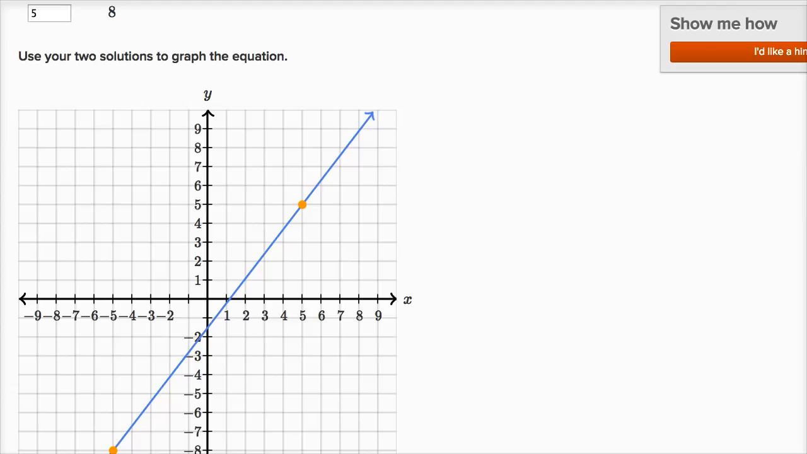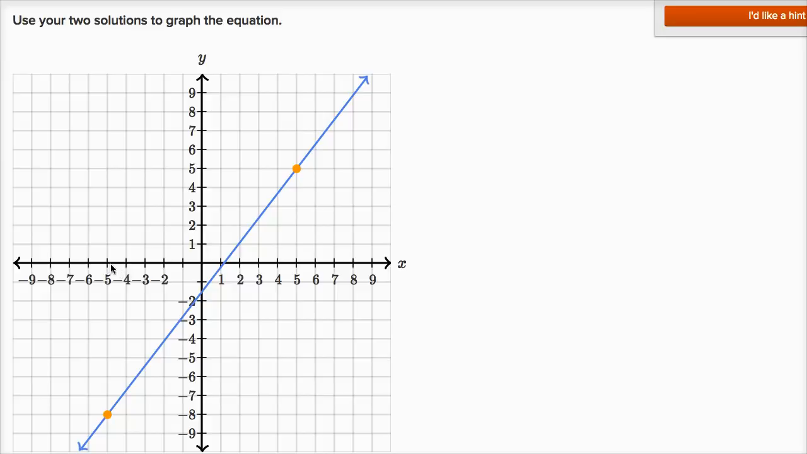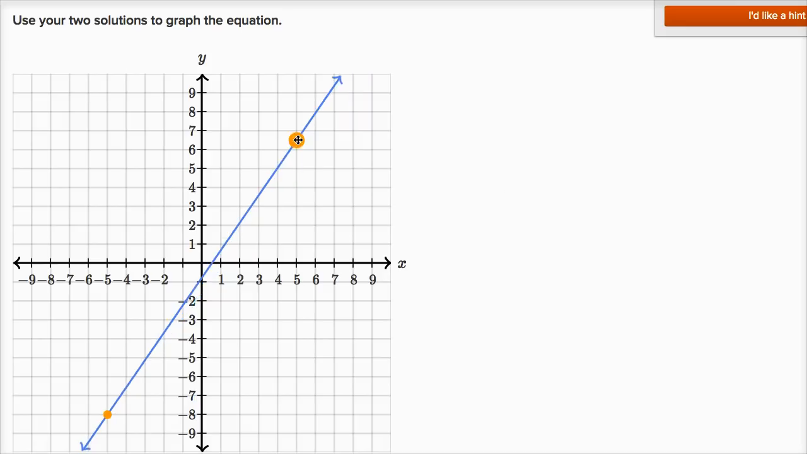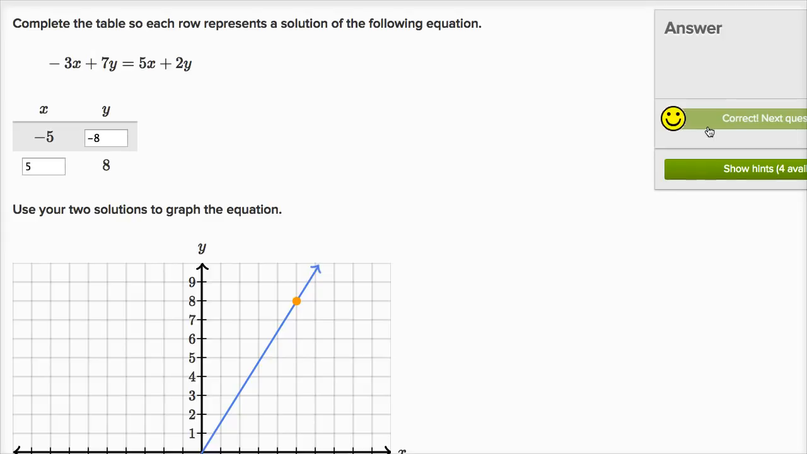Actually, let me move my browser up so you can see that. When x is -5, y is -8. And when x is +5, and we see that up here, when x is +5, y is positive 8. And we're done. We could check our answer if we like. And we got it right.